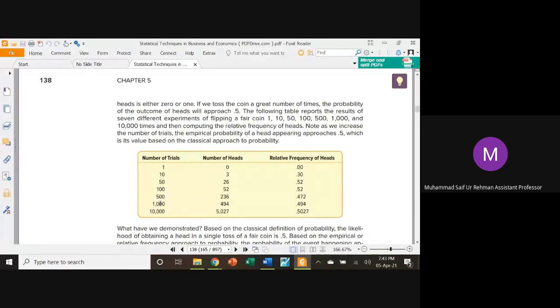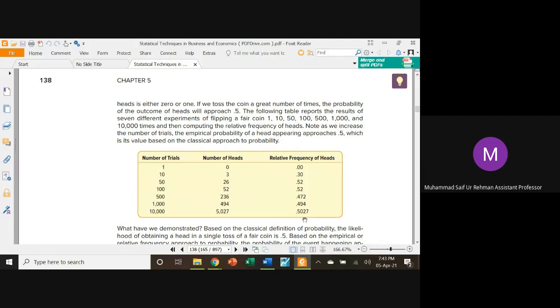Let's say you toss a coin 500 times. What will occur? Let's say 236 times head was there. It means the remaining number was for the tails. So 500 minus 236, whatever the answer is, will be the number of tails. So 236 divided by 500, the answer is 0.472. So you may see that as you increase the number of trials, the probability is moving towards 0.50. Let's say 10,000 times you toss a coin.